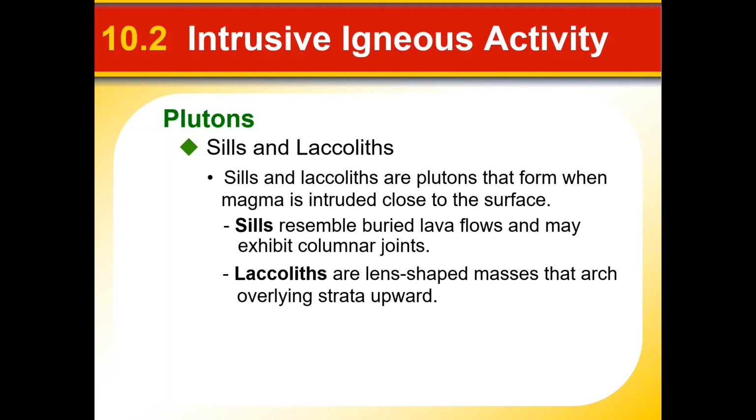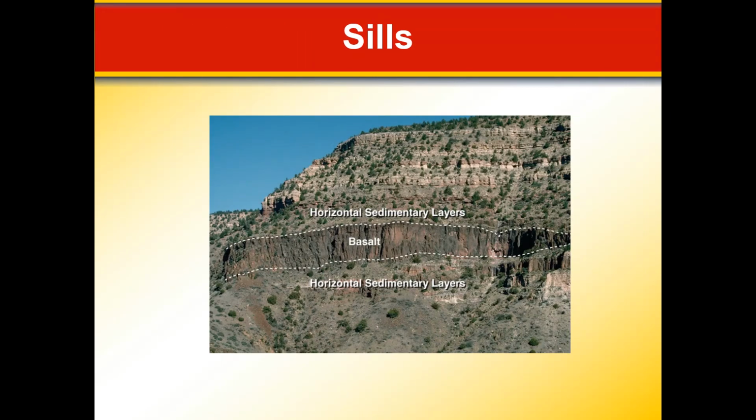Laccoliths are lens-shaped masses that arch the overlying strata upwards, parabola upwards. So this is an example of a sill. They are horizontal, with sedimentary rock layers that were overlying and underlying the intrusion.